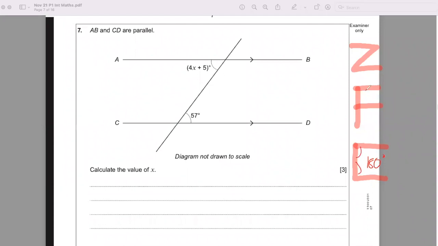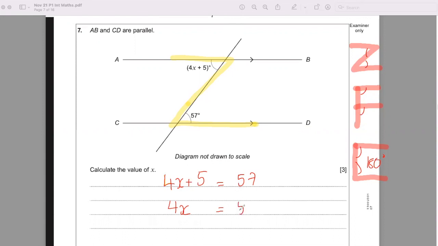Okay, these two here. But for the Z and the F, they are just equal. So you can see straight away here, these are alternate angles. Can you see a Z there? Okay, so your 4x plus 5 will be equal to 57. So just form an equation and solve it. Now, WJEC loves angles with algebra, so just get used to these kinds of questions. They always come up with angle facts and algebra.